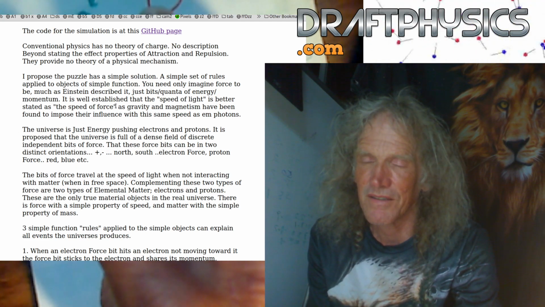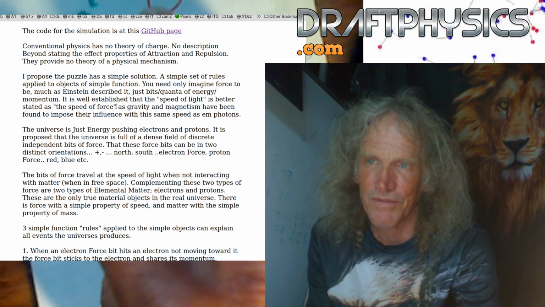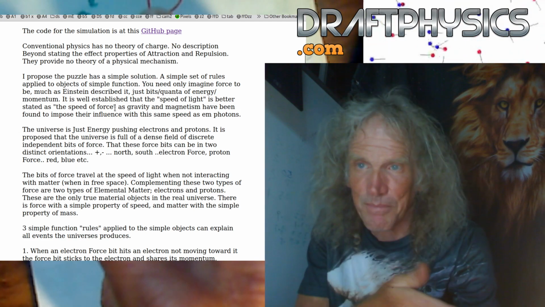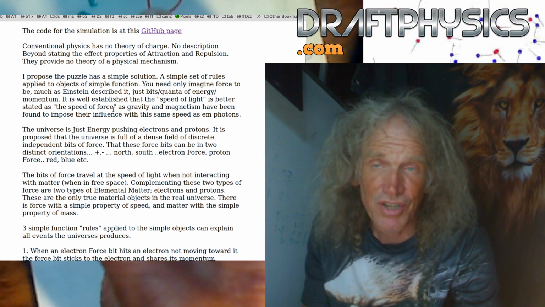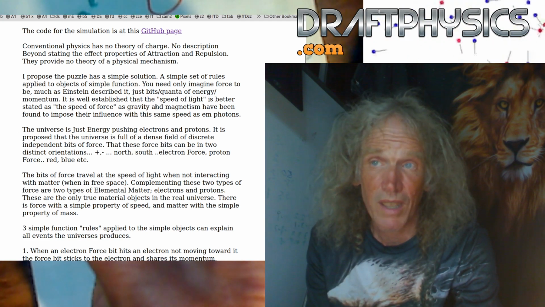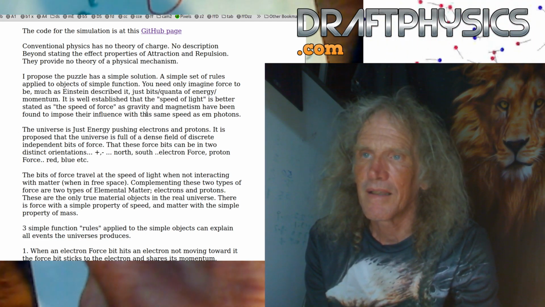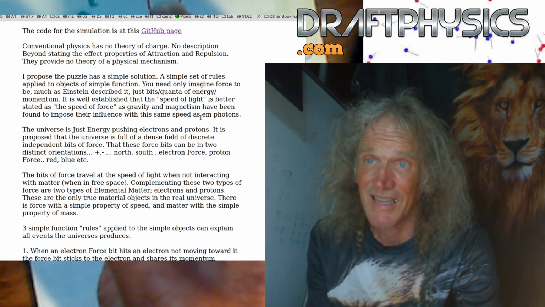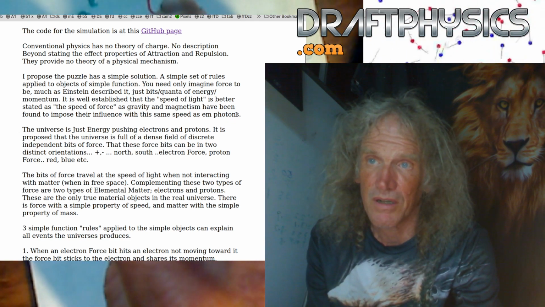So scientists, physicists concede gravity moves the speed of light, that if I destroyed the sun, it would take 8 minutes for the gravity to change on Earth, the pull of the sun to go away. All right. As gravity and magnetism have been found to impose their influence with the same speed as EM photons.